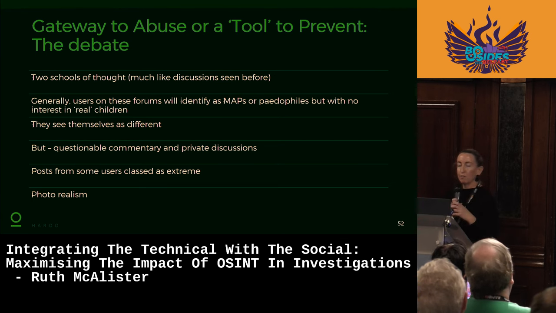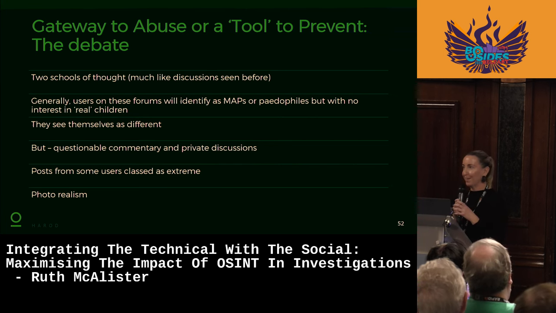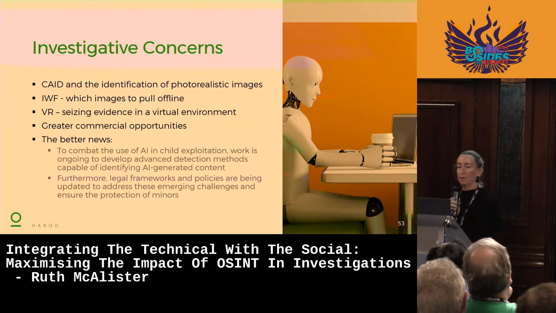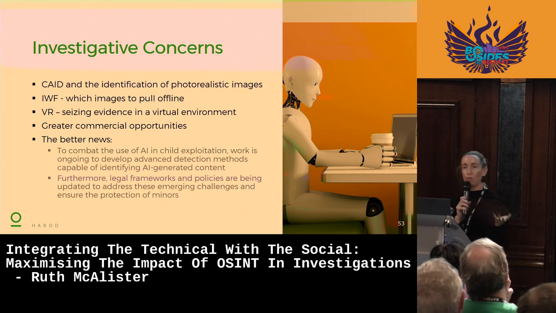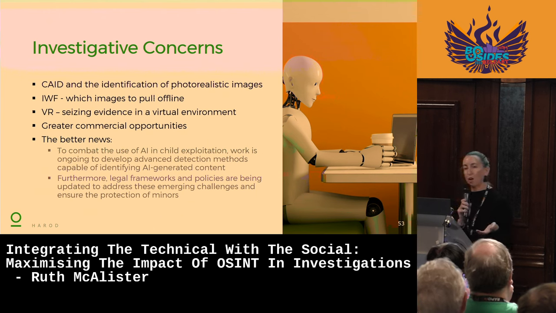One of the issues is photorealism. Photos were hyper-realistic a few months ago, and therefore they weren't interested because they were too perfect, and now they're photorealistic, and that's a big problem. So from an investigative concern, how do CAID identify photorealistic images? CAID is the Child Abuse Internet Database. The Internet Watch Foundation, what's a real image? What's a fake image? What do they pull offline? In terms of virtual reality and forensic evidence, how do we seize evidence in a virtual environment?